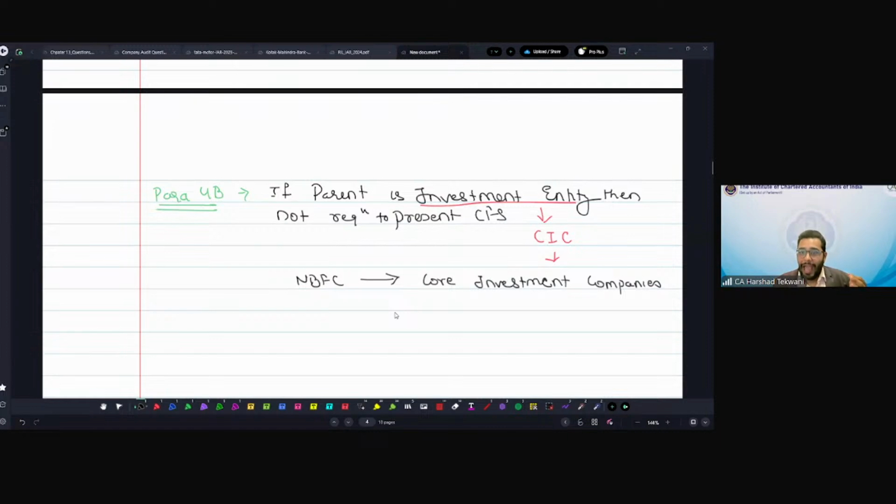They should hold 90% of their assets in the form of equity, preference shares, bonds, and everything. There are RBI regulations of 2016, or directions, also applicable to CICs. But again, just giving you an example, when I talk about an investment company, it could be a CIC also. We will see what CIC is in the next chapter, but as of now, you can have it here. It can be a CIC.